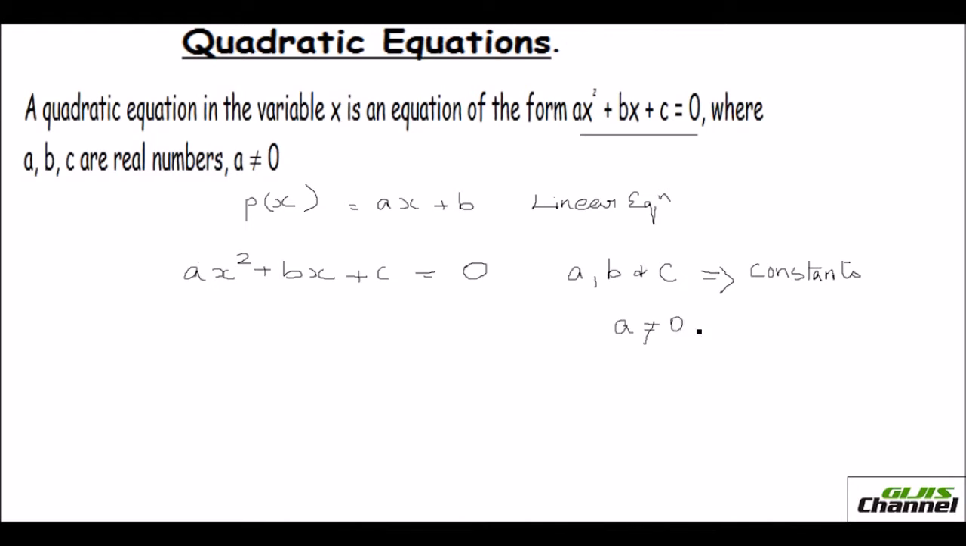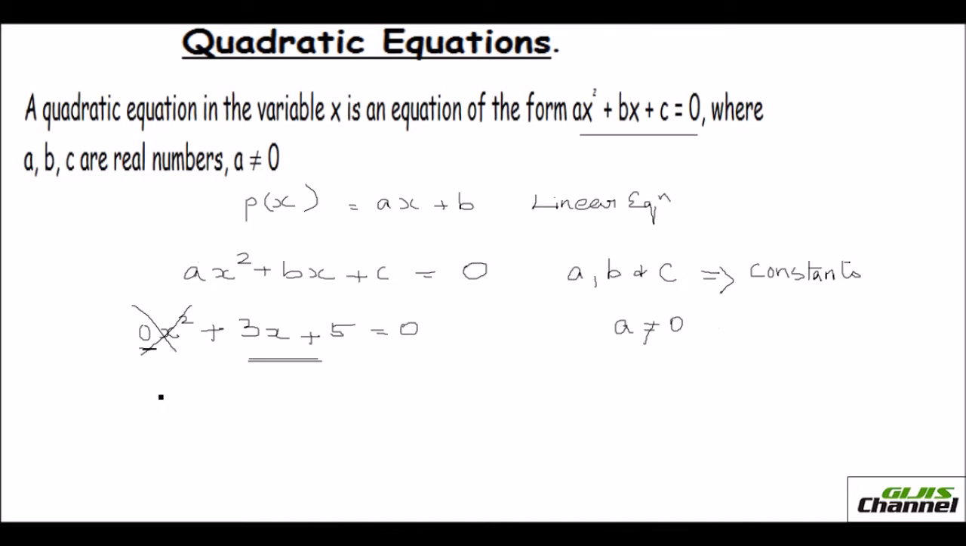So let's take this example. Imagine your a is 0. So this would be like 0x squared plus 3x plus 5. So what happens when the coefficient of x squared is 0? You don't have this term at all, right? Then this equation is a linear equation. It is no more a quadratic equation. For a quadratic equation, your higher degree should be 2. It is order 2, okay? So this would become a linear equation, and you cannot call it a quadratic equation.